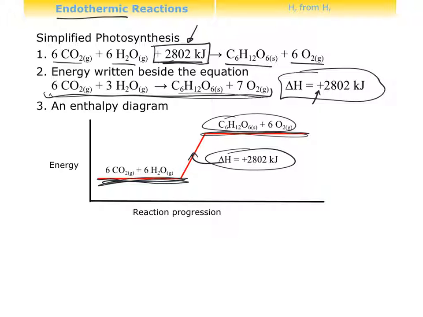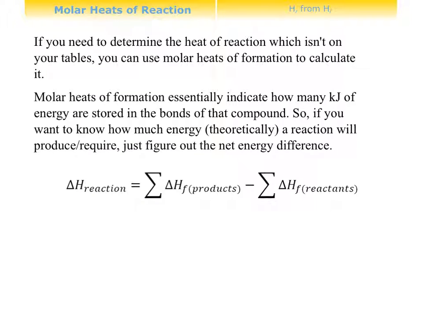Sometimes for a chemical reaction like this one, photosynthesis, we know the amount of energy for that particular reaction, and sometimes we don't. If we don't, then we can use something called heats of formation to figure that out. If you need to determine the heat of reaction and it's not on a table, you can use the molar heats of formation from a table in your data booklet. At the top it says standard molar enthalpies of formation at a specific temperature. You can use those heats of formation to figure out the entire heat of reaction.